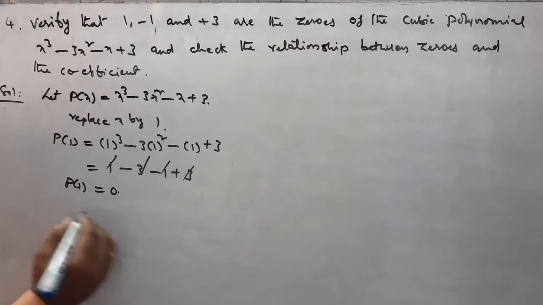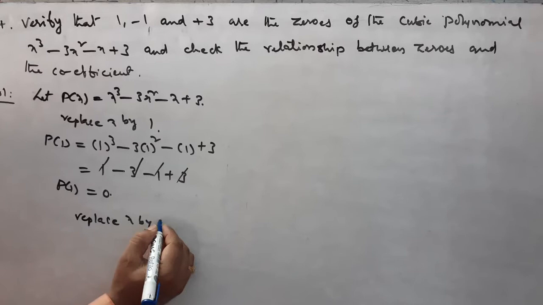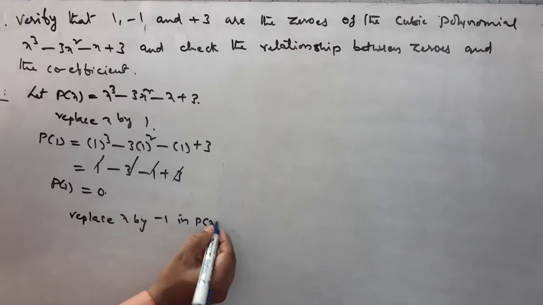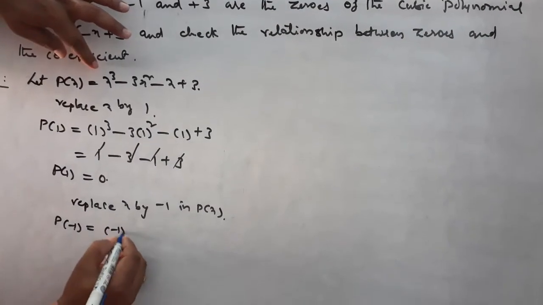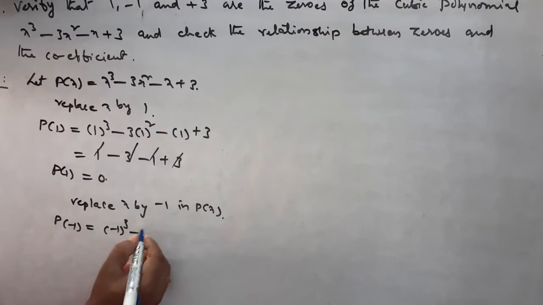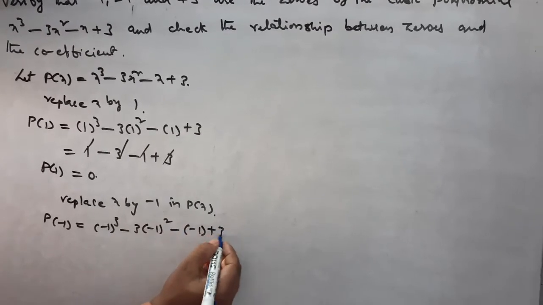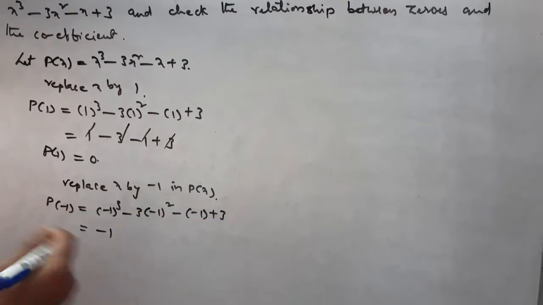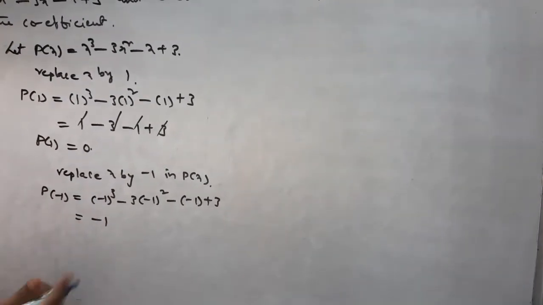Now replace x by minus 1 in p of x. So we will get p of minus 1 is equal to (minus 1) whole cube minus 3 into (minus 1) whole square minus of minus 1 plus 3. Minus 1 whole cube means minus 1 into minus 1 into minus 1, we will get minus 1.